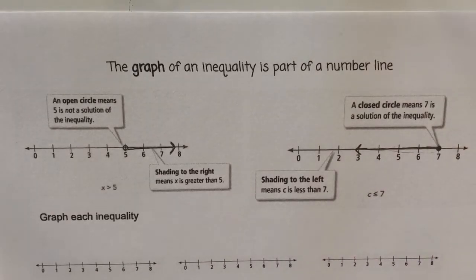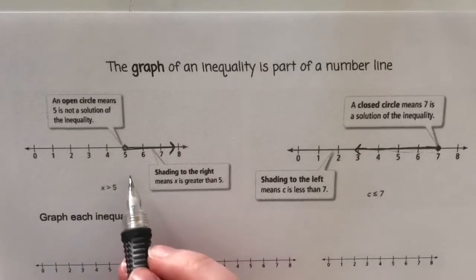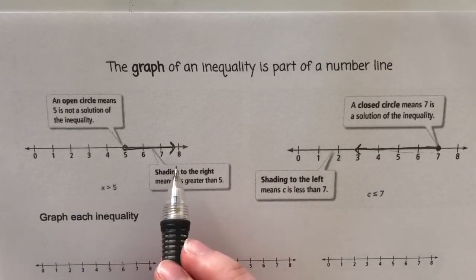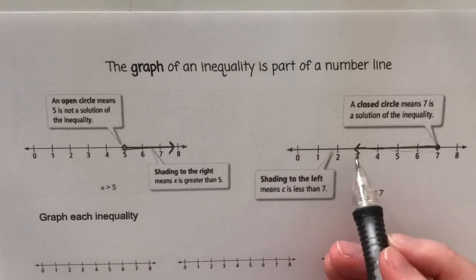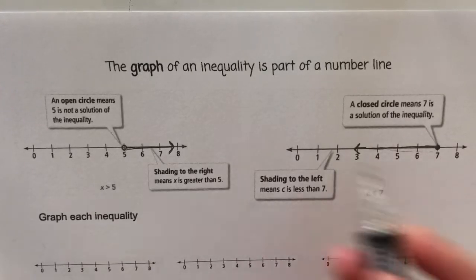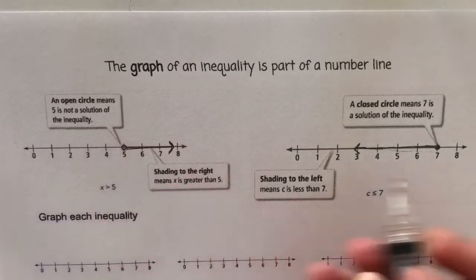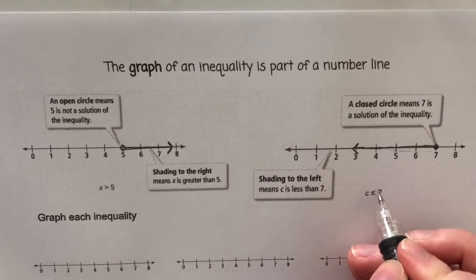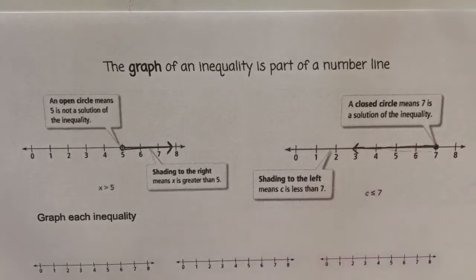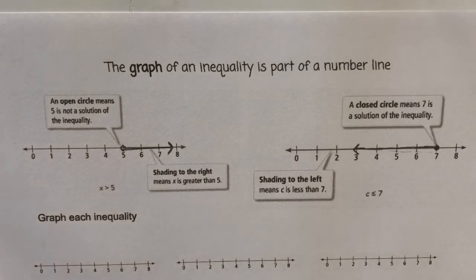So again, two main components of this. If it's greater than, your arrow is going to the right. If it's less than, your arrow is going to the left. If your symbol does not include the or equal to, you're going to put an open circle. If your symbol does include equal to, you're going to put a closed circle. So let's look at some more examples.